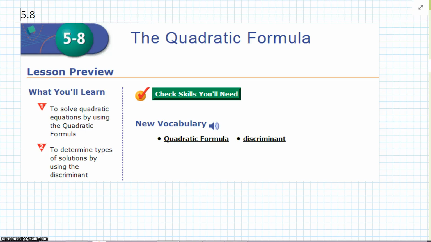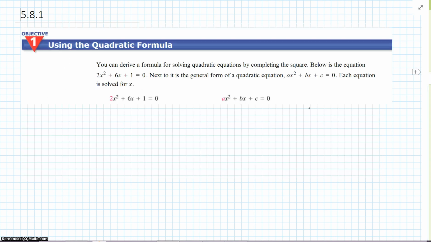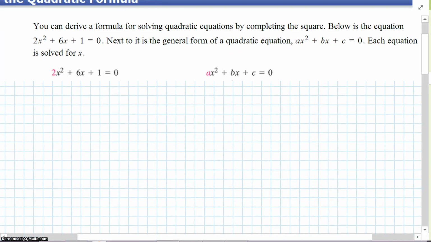Algebra 2, Chapter 5, Section 8, the quadratic formula. In this lesson, we're going to learn to solve equations by the quadratic formula and determine types of solutions by using the discriminant. Okay, so we can actually derive a formula for solving quadratics just by completing the square with what we have learned.